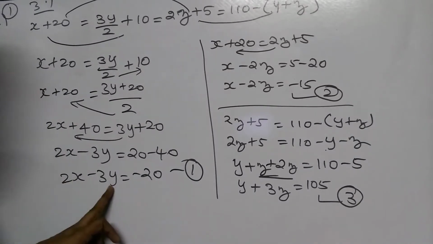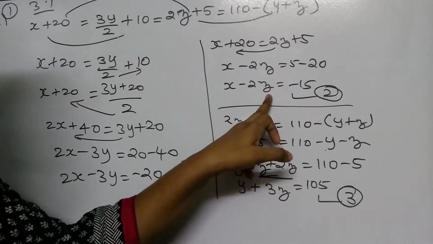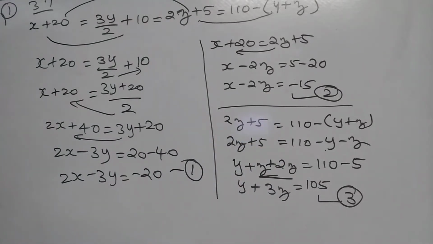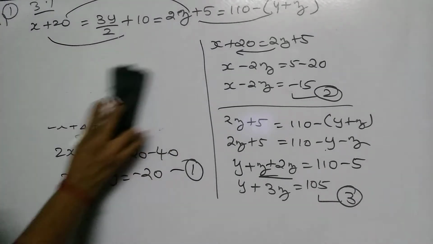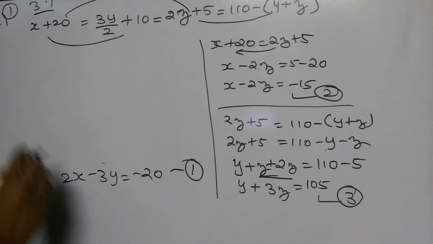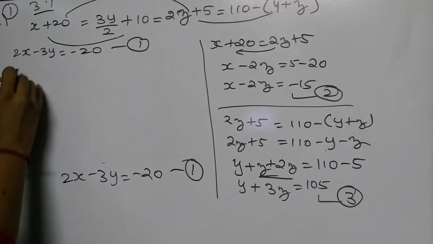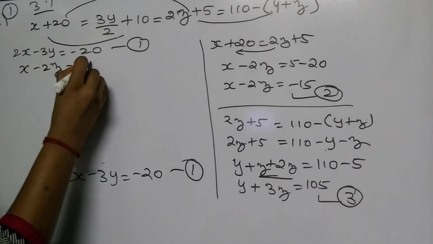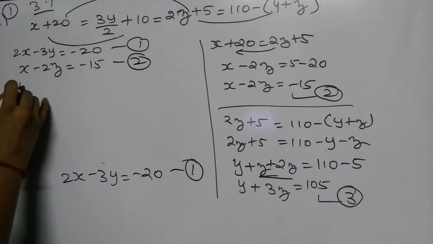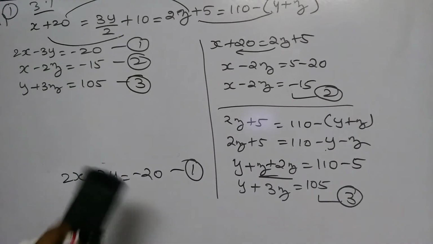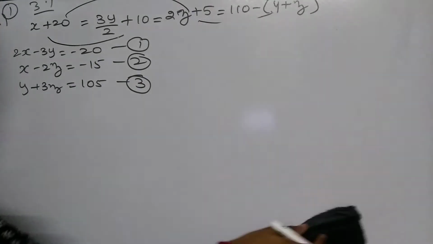So the first equation has x and y, the second equation has x and z, and the third equation has y and z. Now solving this for x, y, z, you will get the values. Same like the elimination method, you do it. So write the equations. 2x minus 3y equal to minus 20 is your first equation. x minus 2z is equal to minus 15, that is your second equation. y plus 3z is equal to 105, that is your third equation. Now you got the equation form.